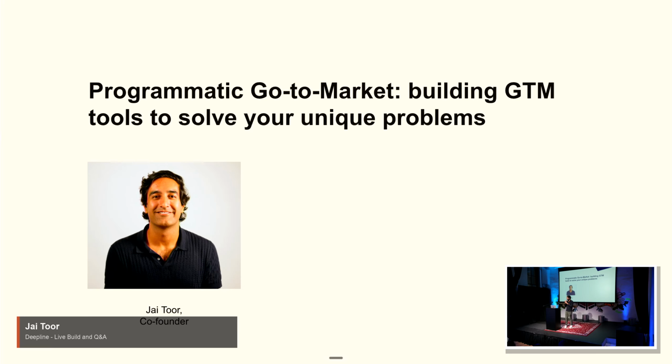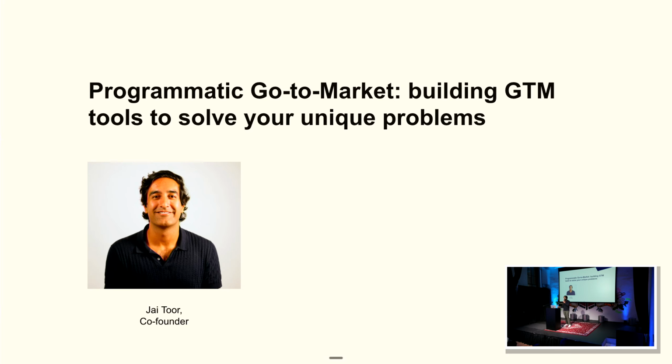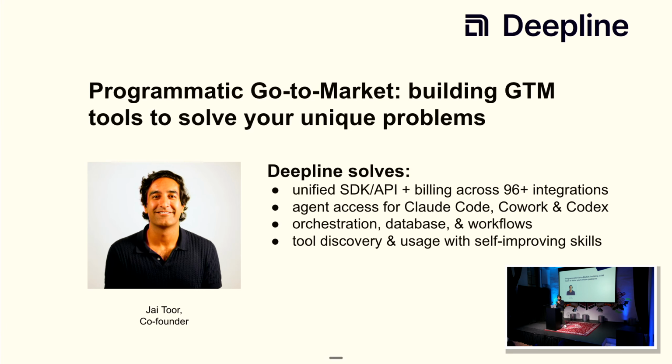I'm one of the co-founders of Deepline, and I'm going to be talking about programmatic GTM and how we can start building tools to solve your unique problems. What we've seen is go-to-market is generally a very unique aspect of every single company. So how do we make sure that we're solving it the right way for what matters to you?